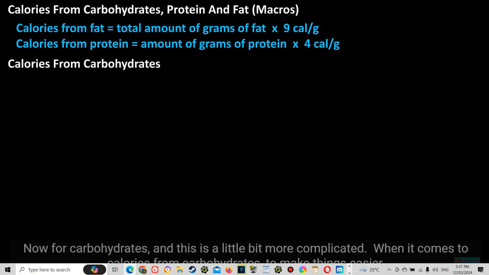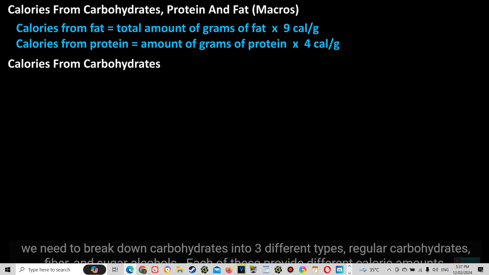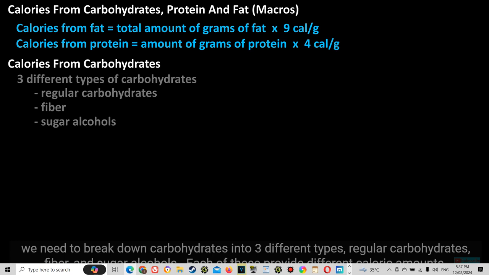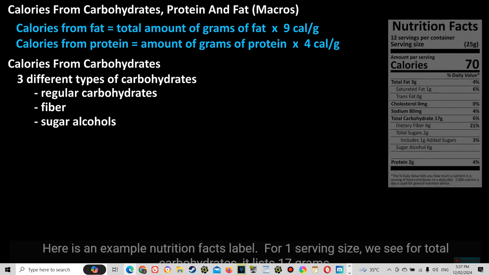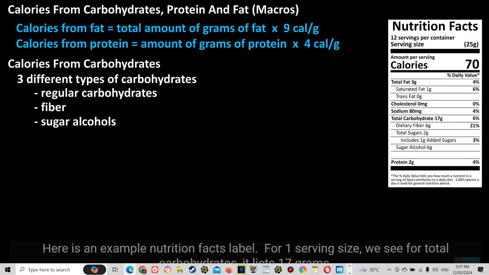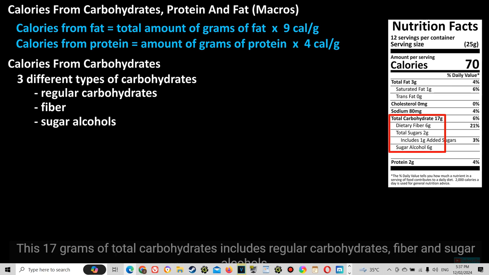When it comes to calories from carbohydrates, to make things easier, we need to break down carbohydrates into 3 different types: regular carbohydrates, fiber, and sugar alcohols. Each of these provides different caloric amounts. Here's an example nutrition facts label. For 1 serving size, we see total carbohydrates lists 17 grams. This 17 grams of total carbohydrates includes regular carbohydrates, fiber, and sugar alcohols.